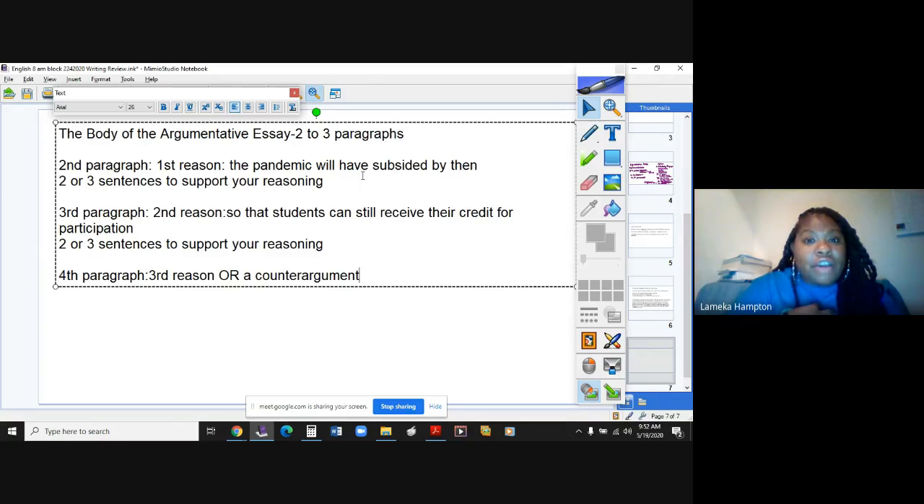Would Ms. Hampton write a counter argument? I probably would not, simply because I've picked a side and I'm going to stay with that side. Of course, if my teacher or professor says you have to write a counter argument, then sure. But in most cases, I try to keep it as simple and level-headed as possible. So for me, I would go with my 3 reasons. That way you can definitely see that I've chosen a side, and this is the reason why I chose that side.